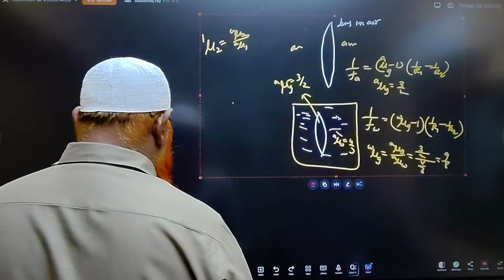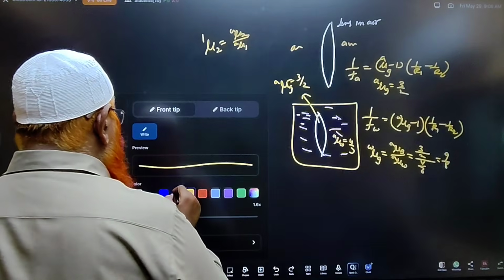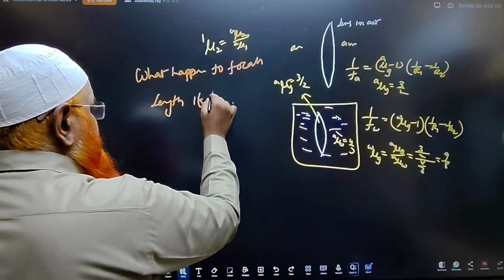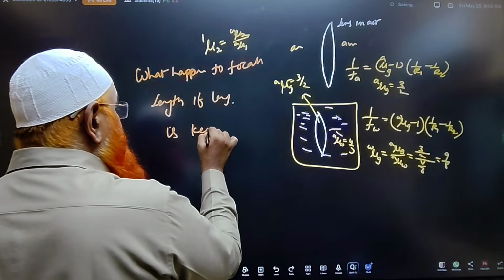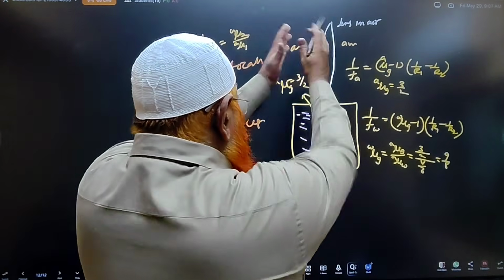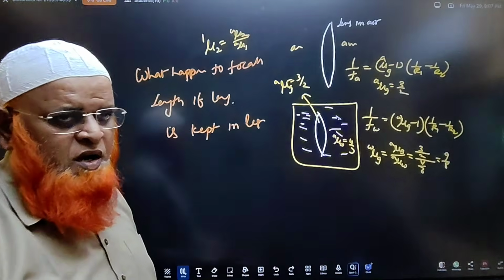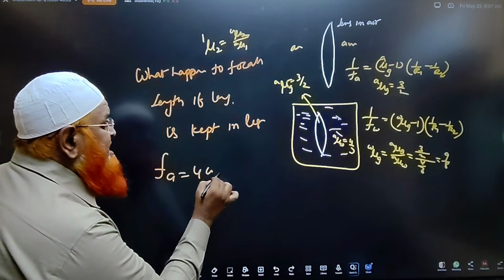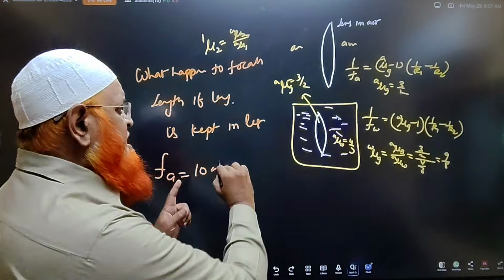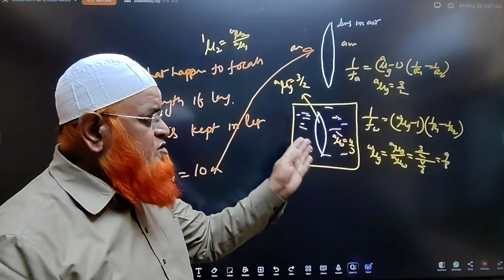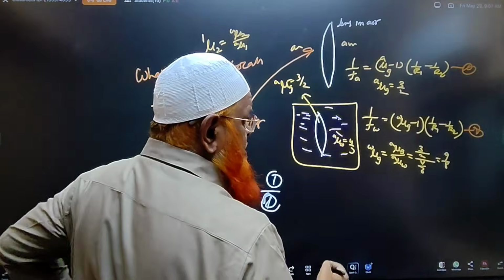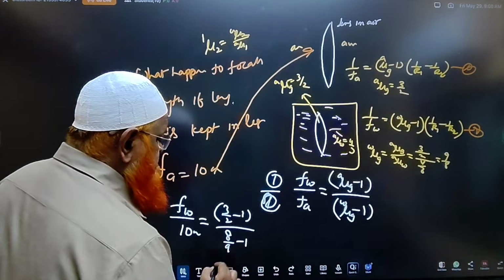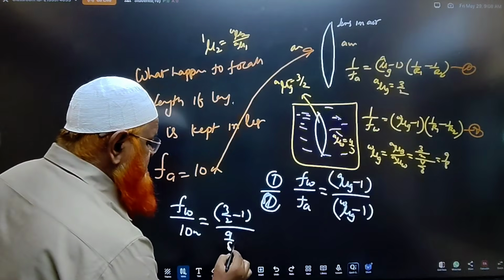Now, the question is asked in previous years like this: what happens to the focal length if the lens is kept in liquid? The same lens when you keep in liquid, what happens to the focal length? It is given that the focal length in air is 4 centimeters. He is asking us to find the focal length in water. So dividing, first the water one will be there: 9 by 8 minus 1.